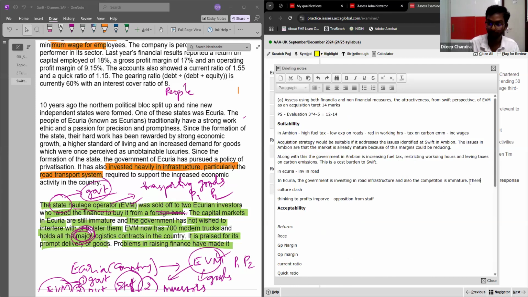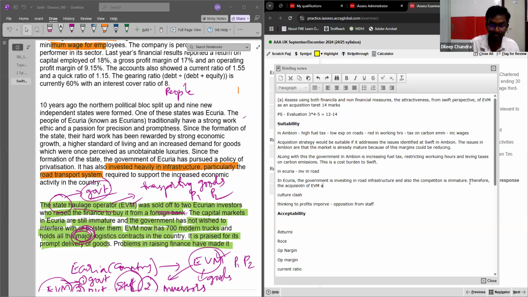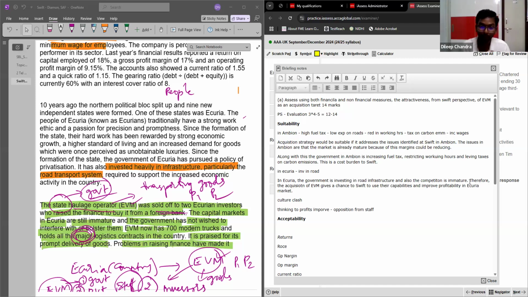Therefore, the acquisition of EVM gives a chance to SWIFT to use their capabilities and improve profitability in the Ecuria market. Okay.